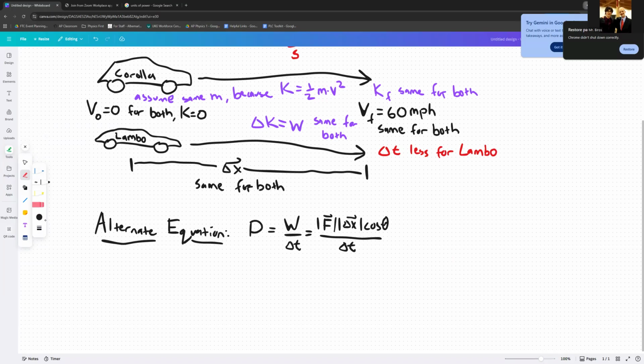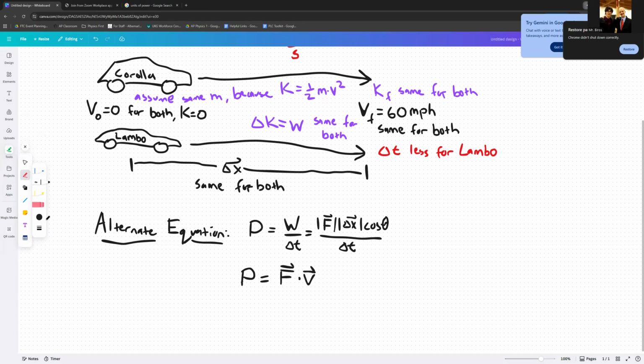Now, one thing we could notice is, well, displacement over time, delta x over delta t, way back in unit 1, that was our average velocity. So we're going to write this alternate equation below, and then we're going to specify a couple things about it. The way that I believe it should show up on your equation sheet is force times velocity.